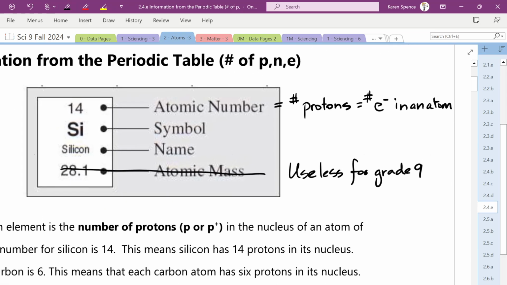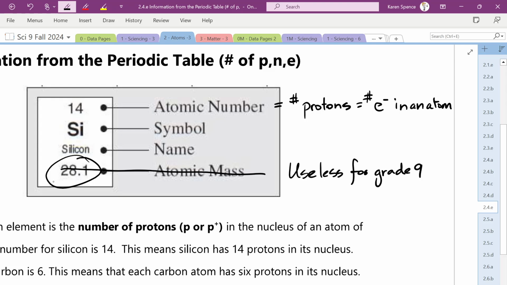I want you to think about this. Do you remember we were calculating our mass numbers? Mass number is the number of protons plus the number of neutrons. How on earth could we get a number like 28.1? Do we have 0.1 of a proton or 0.1 of a neutron? So we're going to talk about that more next day. I believe you, but we're going to talk more about it next day.